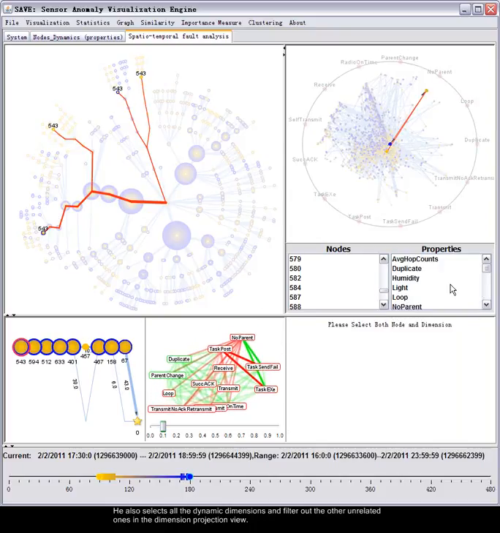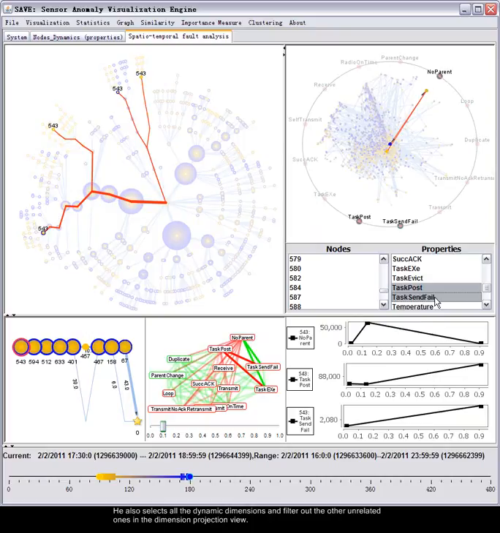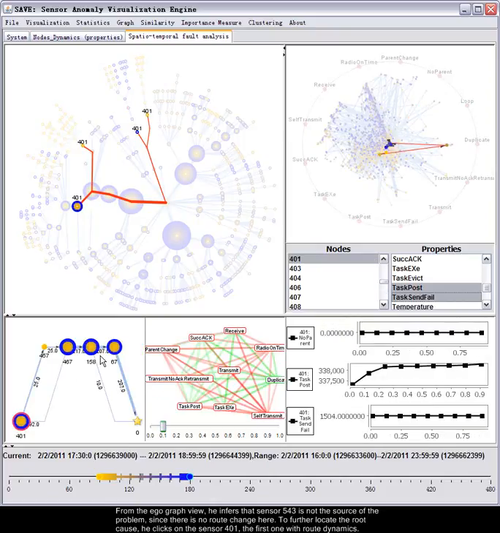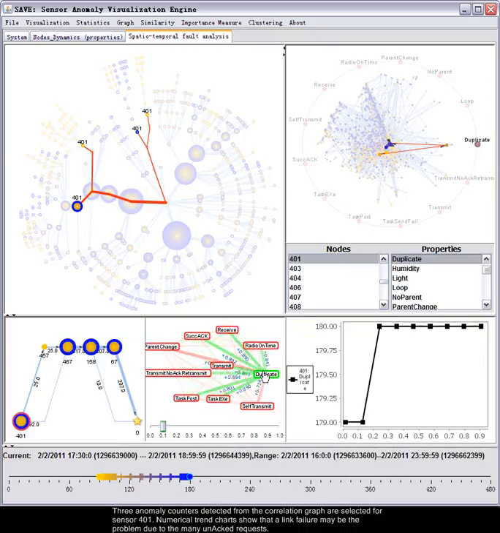From the Eagle graph view, he infers that sensor 543 is not the source of the problem, since there is no root change here. To further locate the root cause, he clicks on sensor 401, the first one with root dynamics. Three anomaly counters detected from the correlation graph are selected for sensor 401.